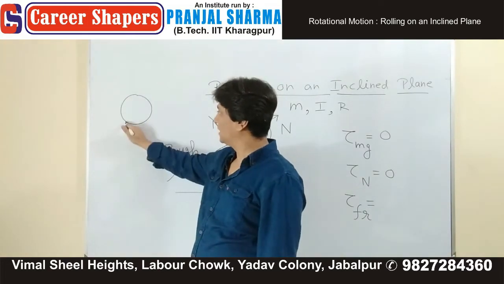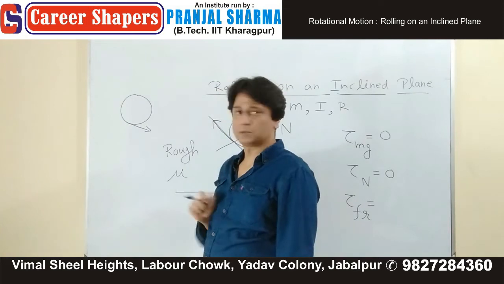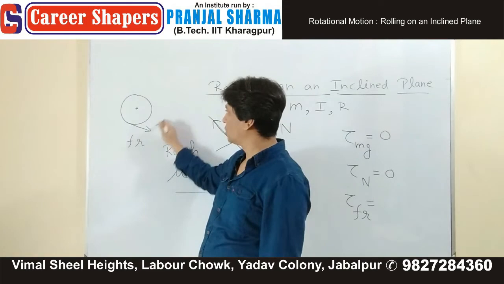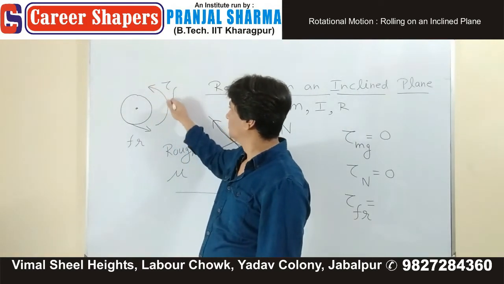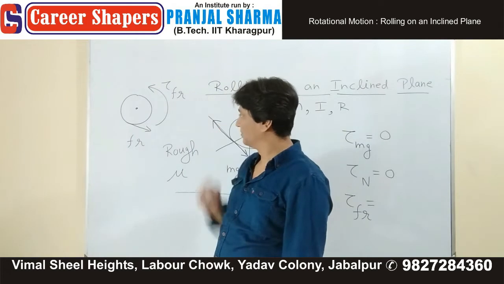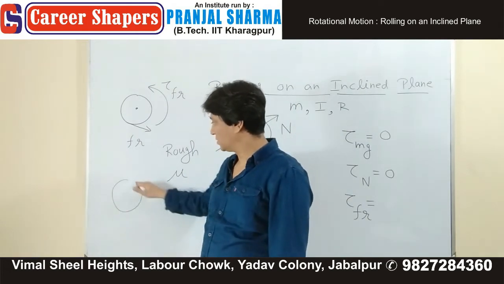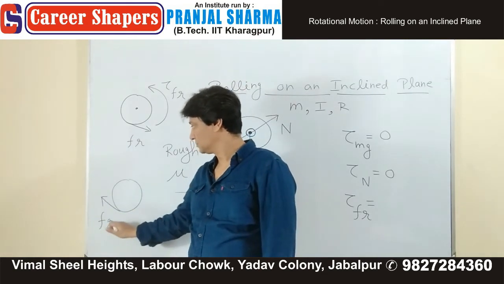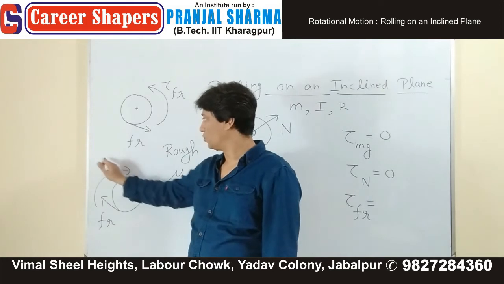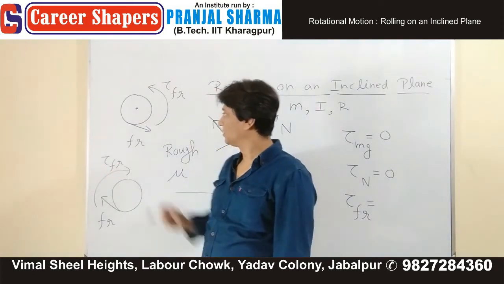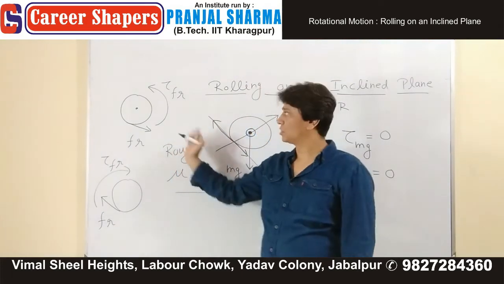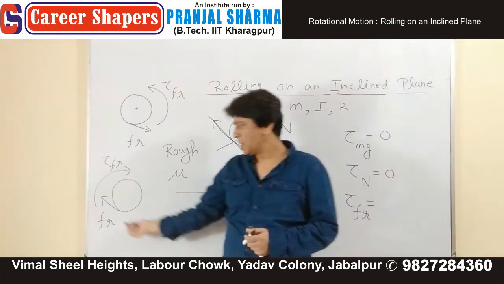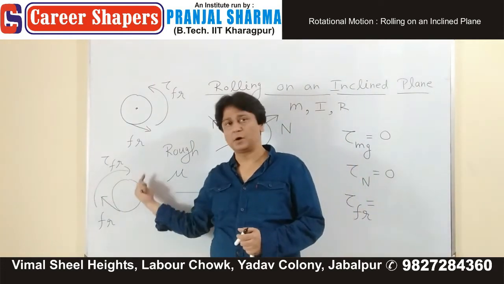If friction acts downwards, then about this axis its torque will be this. If friction acts like this, then its torque will be clockwise. If friction is downwards, then torque will be force like this, anti-clock. And for an upward frictional force, torque will be what? Clockwise.